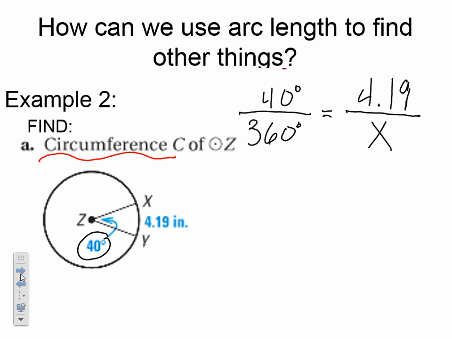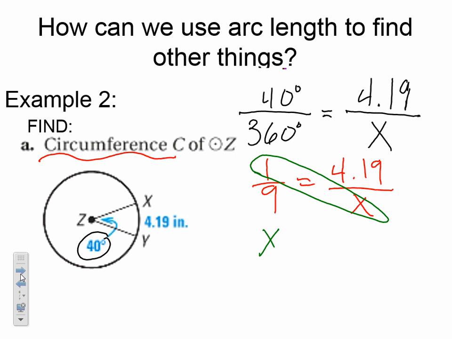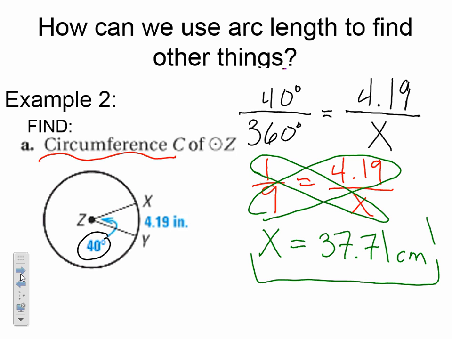Now I'm going to cross multiply. Well, actually, I'm going to simplify my 40 over 360 first. I'm going to simplify it to 1/9 equals 4.19 over x. I like simplifying, you guys, because it makes my numbers smaller, easier to work with, but that's up to you whether you want to or not. Once we cross multiply this one, 1 times x is just x. 9 times 4.19, I get approximately 37.71 centimeters. So that right there, ladies and gentlemen, is my circumference, the distance of my whole circle.